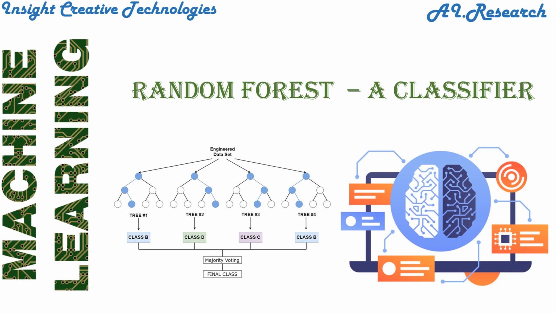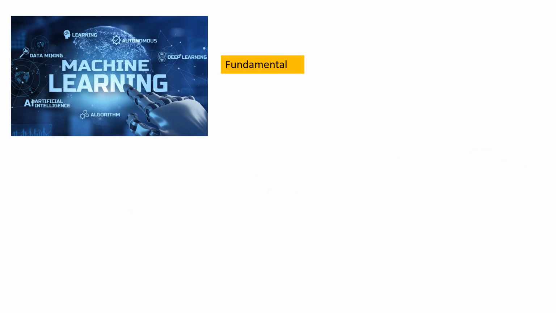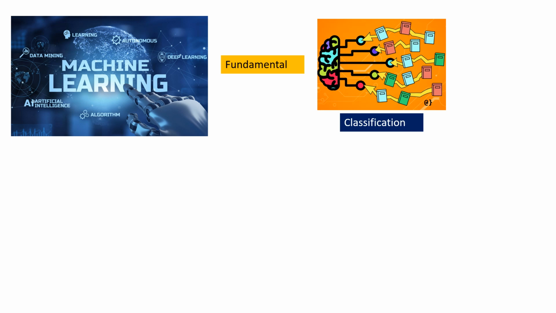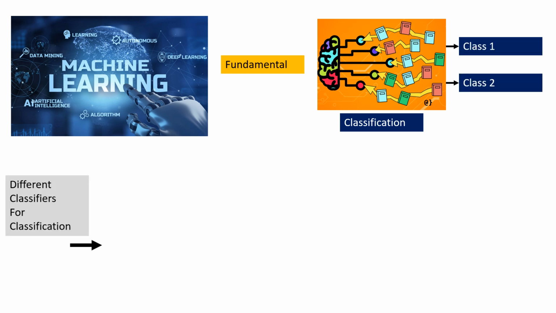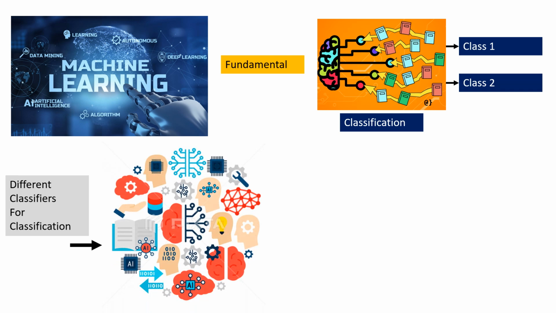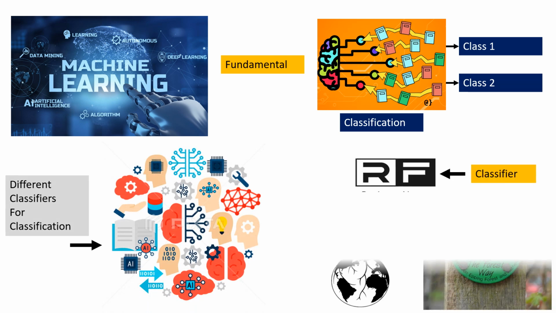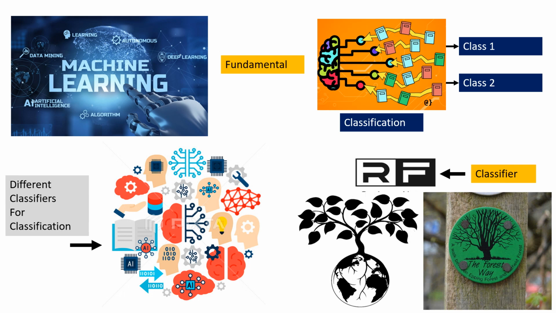So, starting with the lecture, we have covered the basics of machine learning and classification in previous videos, but we will briefly discuss what they are. Classification is a fundamental step in machine learning. In classification, we want to know in which category the unknown input will fall, whether the input belongs to class 1 or class 2. To help with this classification problem, we use different classifiers, and random forest classifier is one of them.